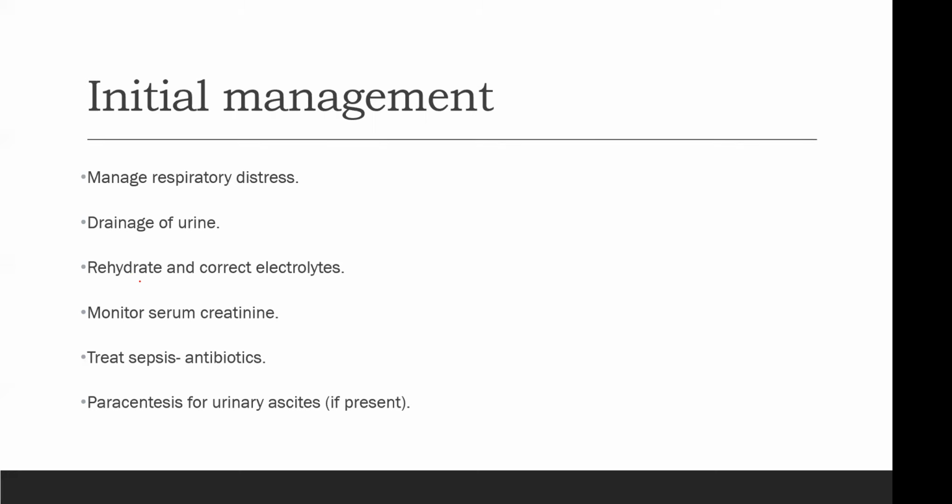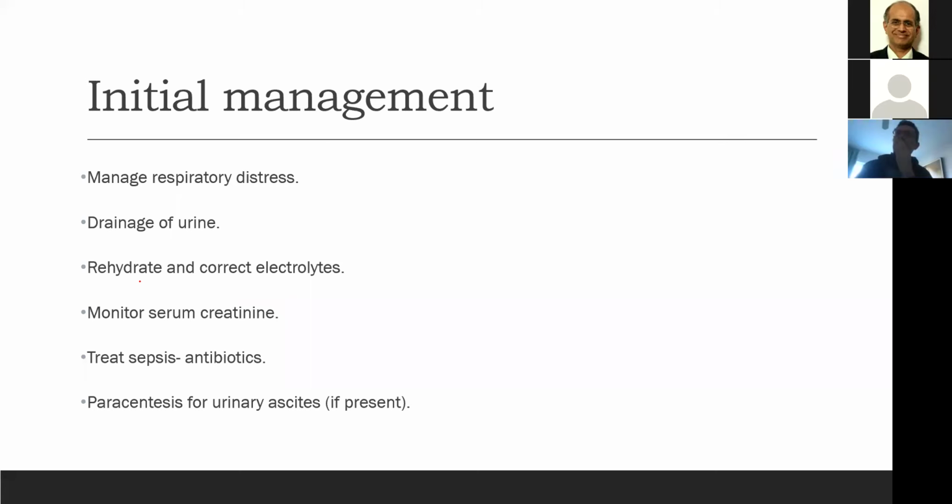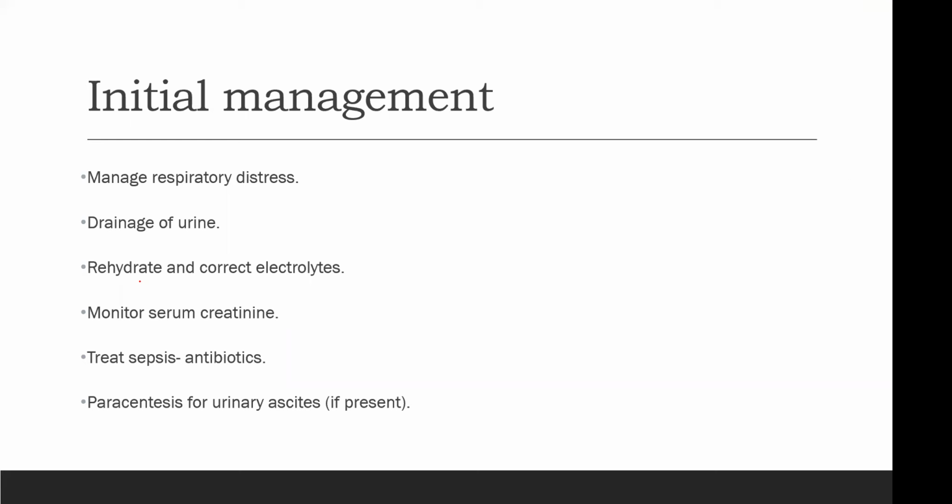And if that isn't happening, then you can look at alternative ways of draining the urine, because the main thing is you have to open the drainage of the urine, and you have to rehydrate the baby and correct the electrolytes, monitor the creatinine, and treat sepsis with antibiotics. If ascites are present, they will also need to be drained.